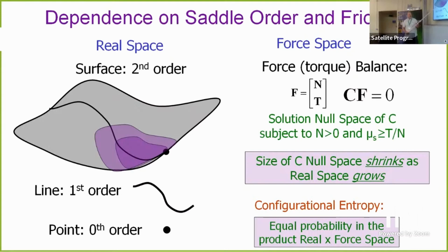It will be modulated again by the requirement that all normal forces are greater than 0. We're only pushing on these things, and that the friction is less than or equal to the ratio of the tangential to the normal force. That's Coulomb's law. I can't put more tangential force on than mu times the normal force. That's as much as I can do. And so that'll create a kind of overlay onto this dimensional space. Now this ends eventually.